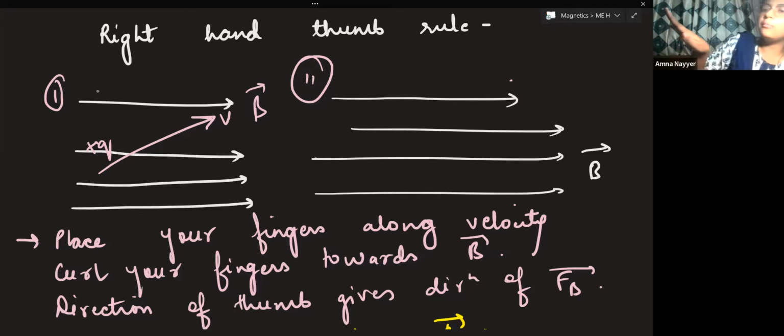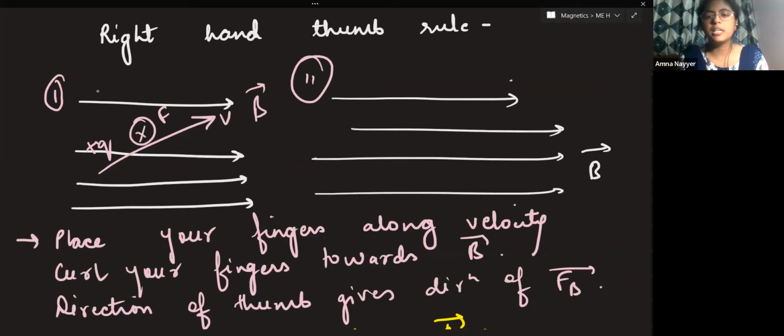But if I keep my hand like this, now if I curl, see now my fingers are getting curled towards the right hand side. So this way, if I keep my hand, then I curl my fingers towards magnetic field, force is pointing like this. Fine. So the thumb gives the direction of force, wherever it is. So here, this was the direction. So force got into the page. So direction of force was inwards.